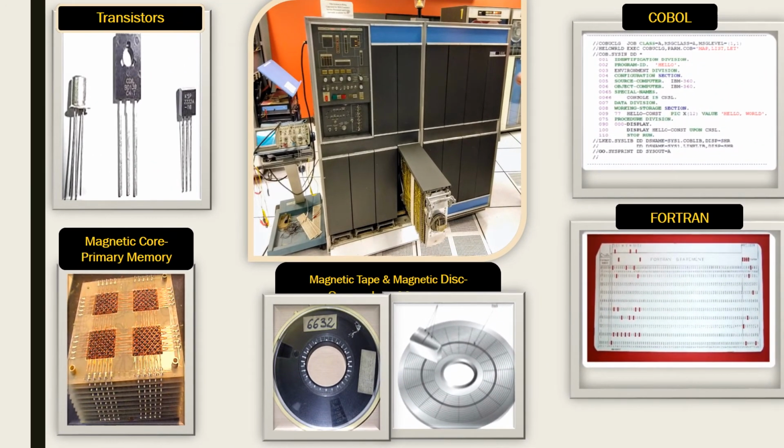In this generation, transistors were used that were cheaper, consumed less power, more compact in size, more reliable and faster than the first generation machines made of vacuum tubes. Magnetic cores were used as the primary memory and magnetic tape and magnetic disks as secondary storage devices. Assembly language and high-level programming languages like Fortran and COBOL were used.